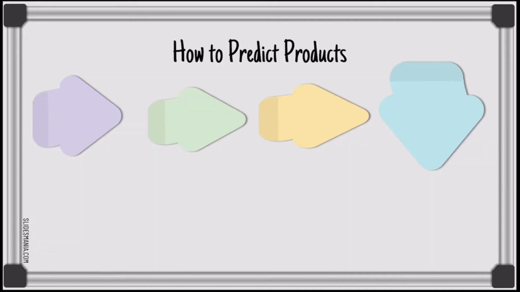Now let's take a look at how to generally predict the products of a synthesis reaction. The example we'll look at is combining aluminum and oxygen. The first thing you should do is write down the symbols for each of these elements. Aluminum plus oxygen. Remember, oxygen is a diatomic molecule, so you must put a 2 as a subscript after writing the symbol for oxygen.